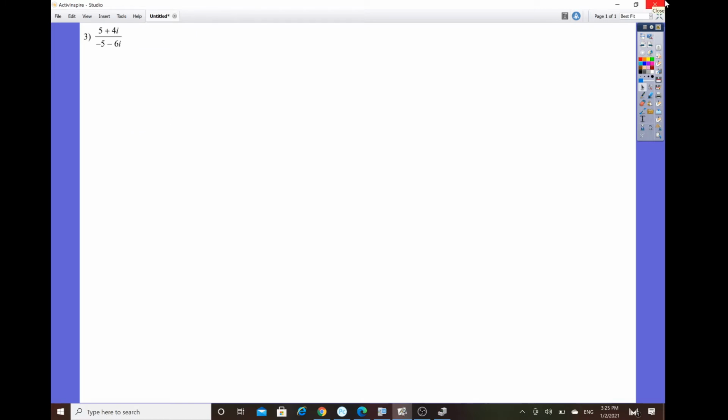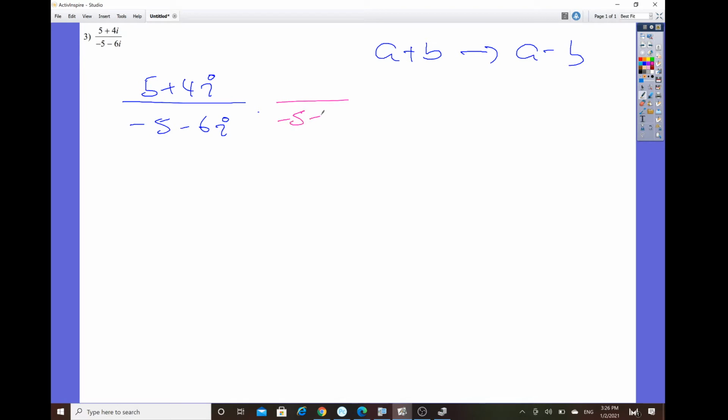Anytime I deal with a conjugate in the denominator, we need to multiply by the conjugate of the binomial. What we have here is 5 plus 4i all over -5 minus 6i. Let's say we have a plus b for the given binomial; the conjugate is always a minus b. For this one, I just need to multiply by -5 plus 6i, top and bottom. Then just multiply it out, distribute or FOIL. In the denominator, a plus b times a minus b is always the pattern of the difference of 2 squares.